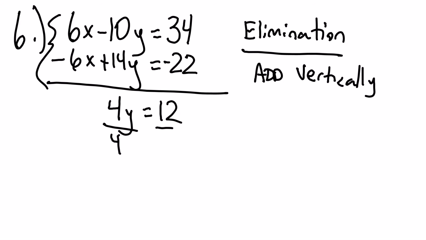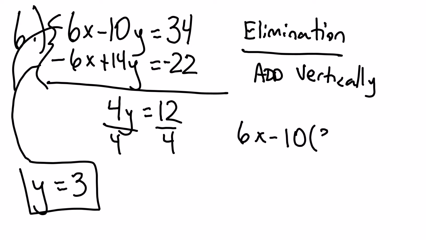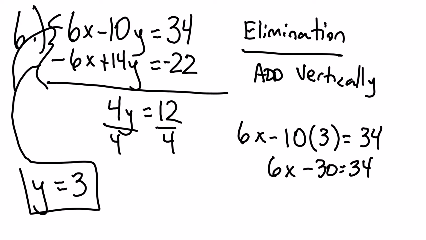Now I divide both sides by 4. I get y is equal to 3. Now I'm going to take this y and plug it into one of those other equations. You can pick either one. I'll pick the top one. So I say 6x minus 10 instead of y, I write 3 equals 34. If you use the bottom one, you're going to get the same answer as long as you do everything right. 6x minus 30 equals 34.